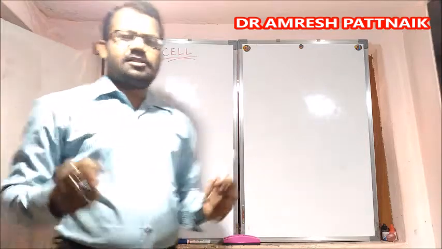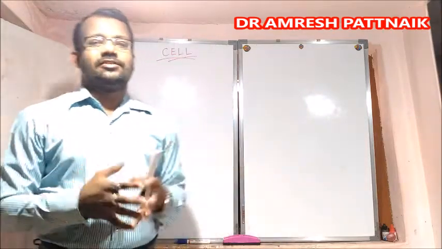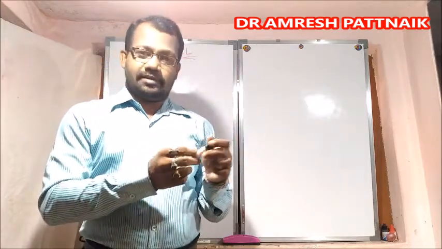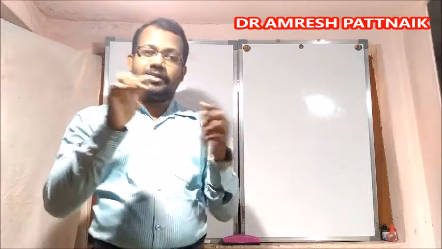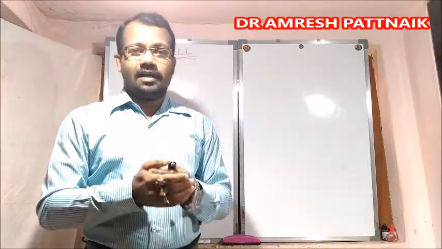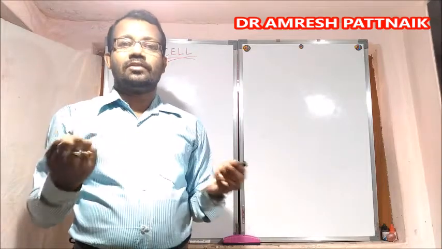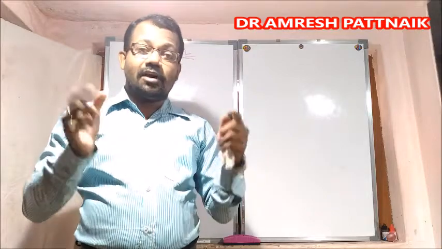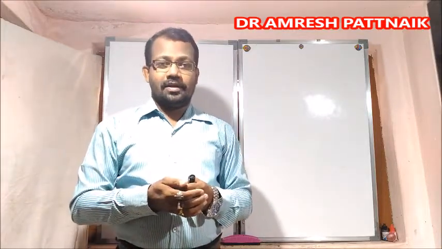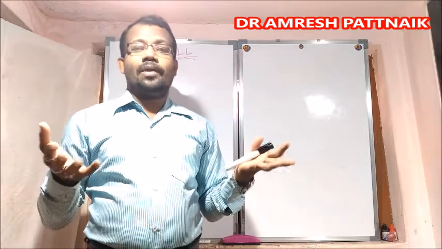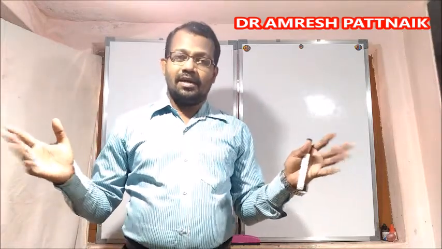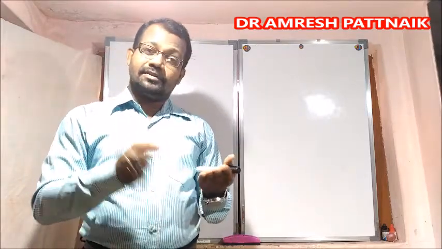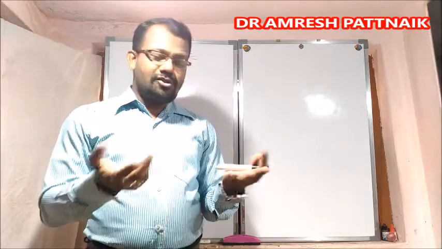Robert Hooke, in 1665, at first took the bark of a tree, the dead outer covering of a plant, and took out a thin layer of it to observe under a simple microscope. Why? Because at that time compound and electron microscopes were not invented. He tried to find out what it was.